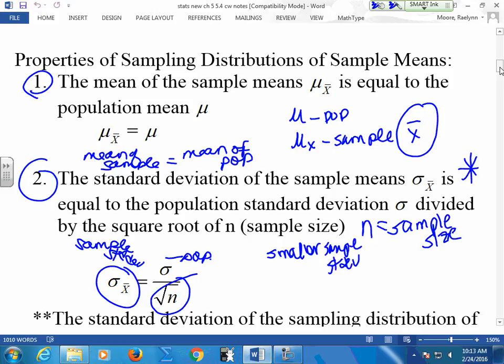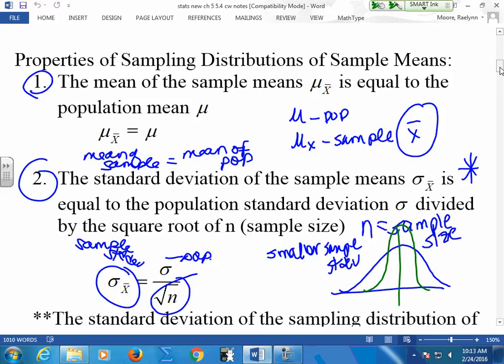So instead of my population curve going like this, my population curve is going to keep the same mean. The mean's not going to change. But my standard deviation is going to push everything closer to the mean. It's going to go like this. Because I want to be a little bit more exact with my sample, because my samples could be off. I have to have a little play in there.